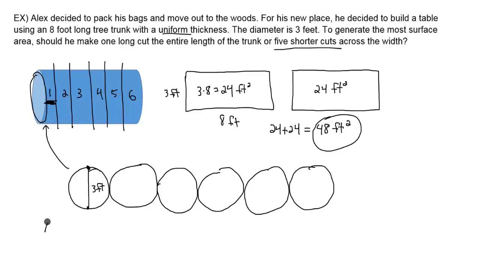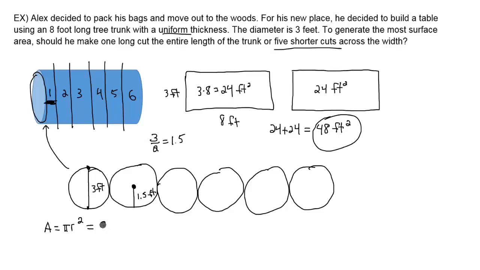Now, if you recall, the area of a circle is going to be pi times radius squared. Now, we're not given the radius, but we are given the diameter, and diameter is going to be double the radius. So to get the radius, all you have to do is take the diameter, which is 3, and divide that by 2, which gives me 1.5. So then from the center of each one of these circles to the edge, which is the radius, is going to be 1.5 feet. So now I could plug that into my formula for area.